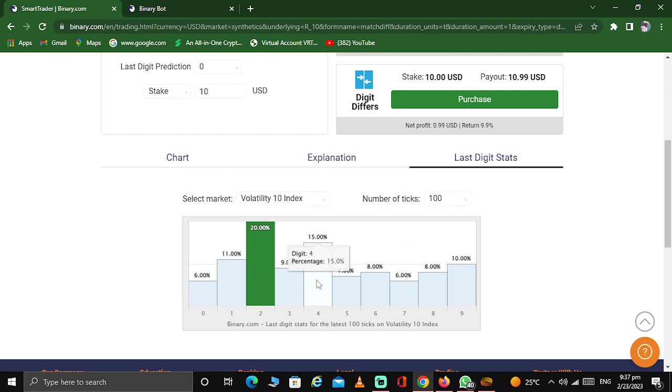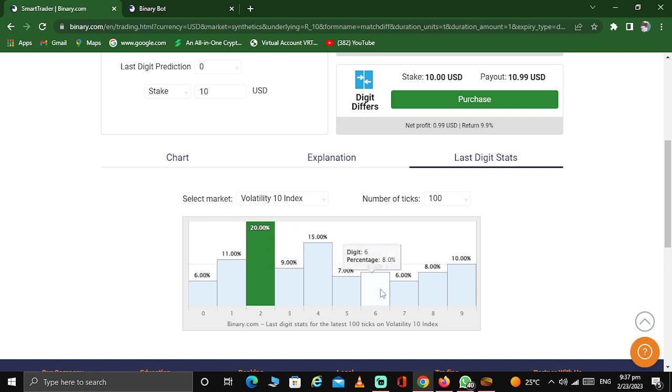Since you are trading on 4 different predictions, and we are trading on digit differs, the prediction that you choose means that when the bot runs, it is not supposed to pick that number. Your prediction is that the last digit should differ from the digit you predicted. So I'm going to be looking at the digits that occur most here, so that I can avoid them.